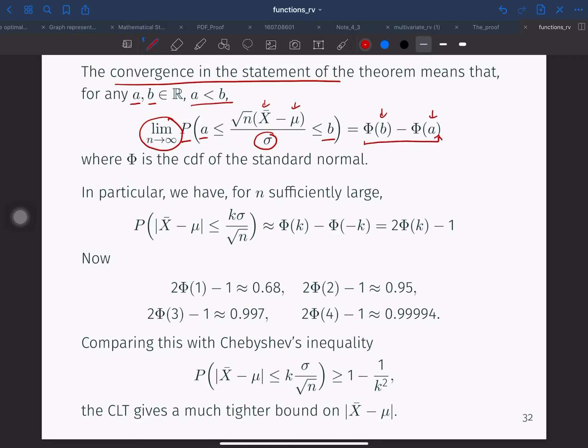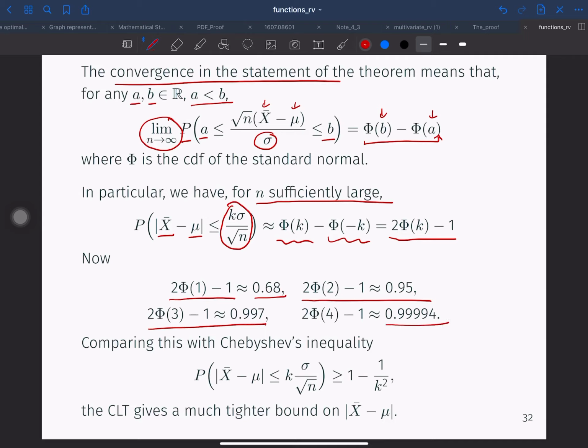So what that means is that for n sufficiently large, the probability that the sample mean minus the true mean is at most k standard deviations away, normalized, is the difference between phi k, the CDF, minus phi minus k, and by the symmetry property of phi, that's 2 phi k minus 1. And some simple calculation will show you that the empirical rule says that 2 phi 1 minus 1 is roughly 0.68. For 2 phi 2, that's 0.95. And 2 phi 3, that's 0.997, and 0.994.